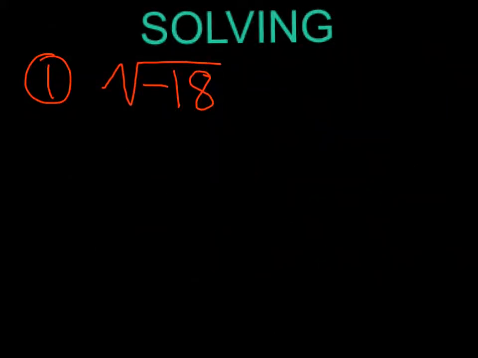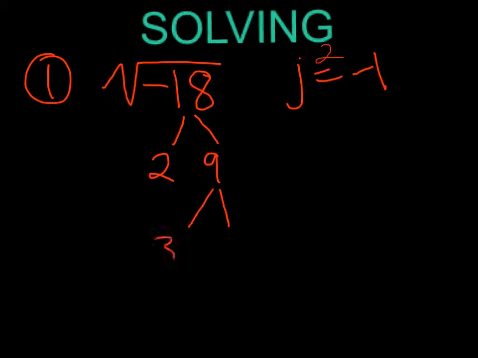Now when we begin solving, we will sometimes find imaginary numbers. We will find i when we have a negative inside a square root. For example, we know that i equals the square root of negative 1. So when we have the square root of negative 18, we do our regular factoring out. 18 divided by 2 is 9. Then 9 divided by 3 is 3. But this ends up being positive. We have to take out this negative 1.